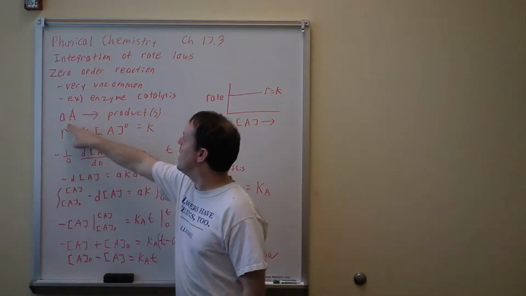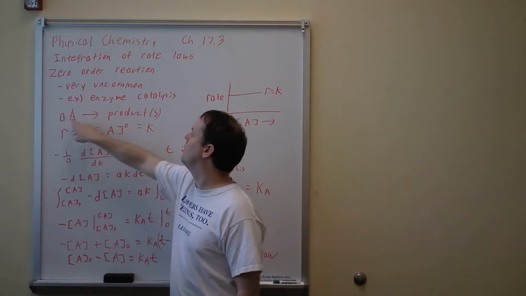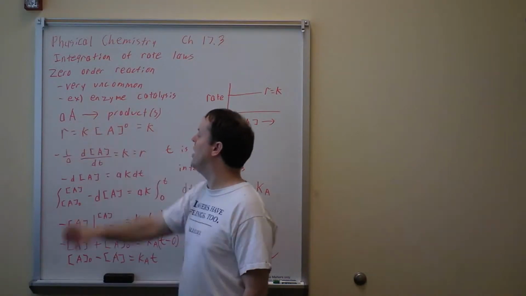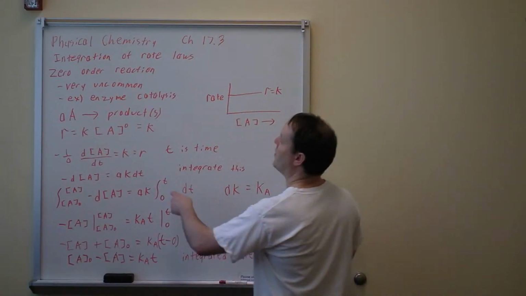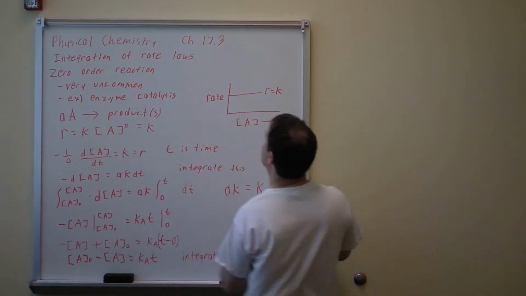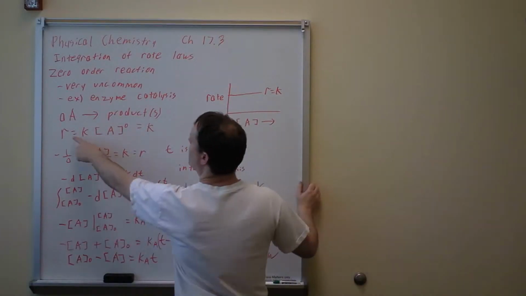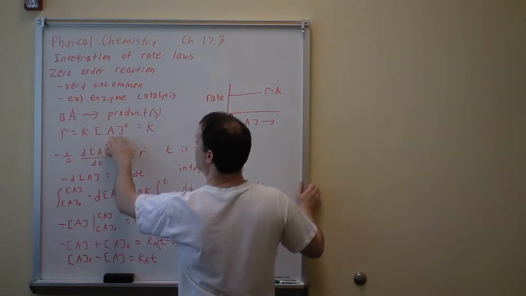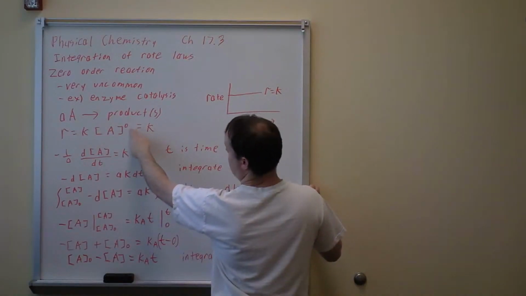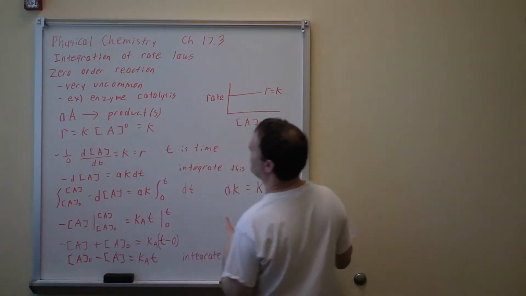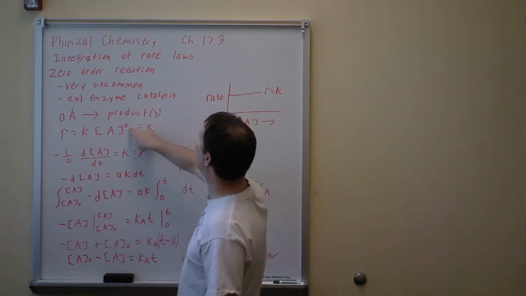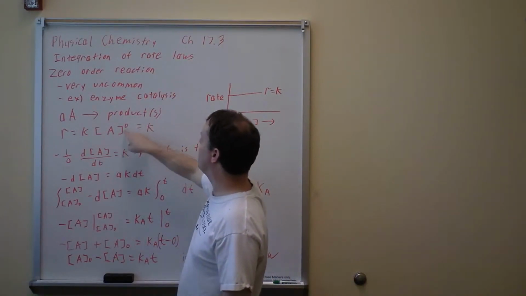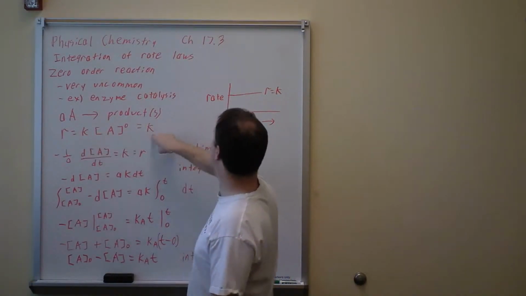So anyway, here's the reaction. We just have this substance A, with stoichiometric coefficient nu, going to the product or products. And then our rate law is going to be R is K times the concentration of A to the zero. This is not for standard state. This is zero power, because this is a zero order reaction. A to the zero is just 1. So our rate is just K.